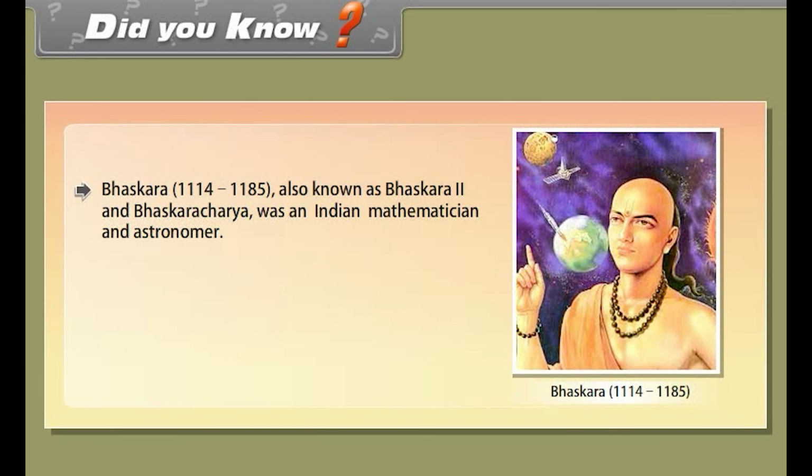Did you know? Bhaskara, 1114 to 1185, also known as Bhaskara II and Bhaskaracharya, was an Indian mathematician and astronomer. Bhaskaracharya made an important contribution to this subject.